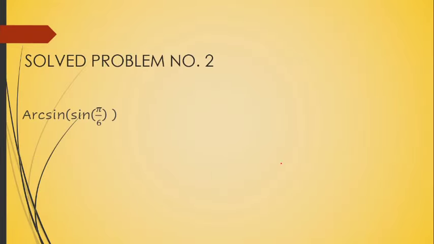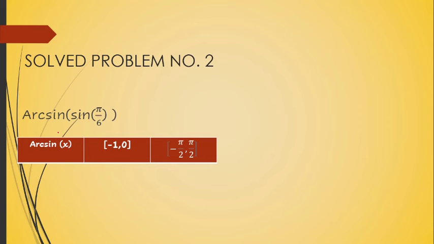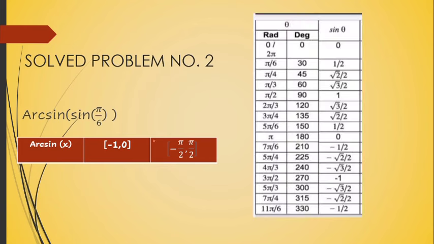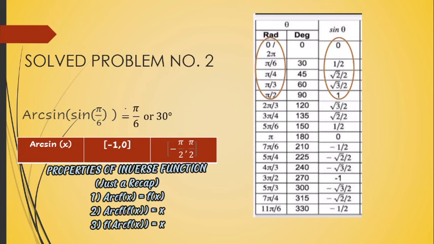Next! Arc sine of the sine of pi over 6. So this is the arc sine. Let's start here. Find the sine first: the sine of pi over 6 is 1/2. And the arc sine of 1/2 is pi over 6.